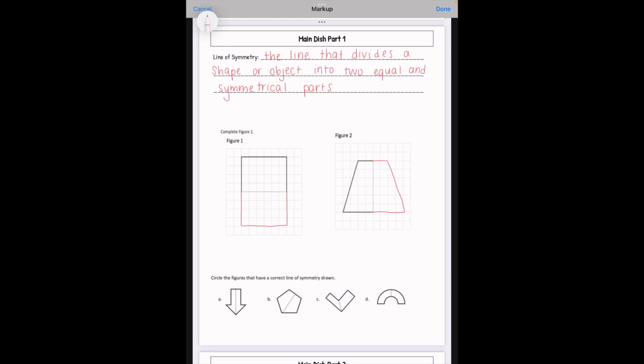All right, for the bottom one, it says circle the figures that have a correct line of symmetry drawn. This is when we're going to really need to focus on that reflecting and taking these pictures in our mind and seeing, are these symmetrical and equal? So if I was to fold over this half on top of this half, 100% these would be symmetrical.